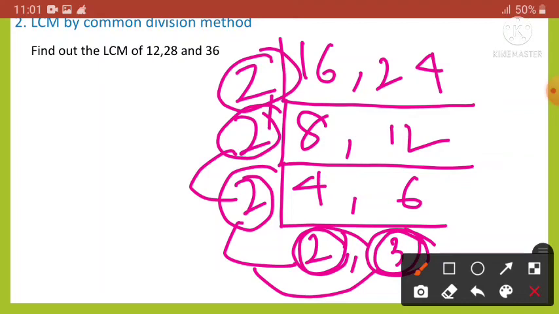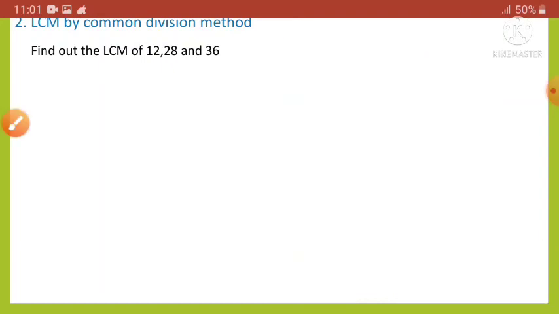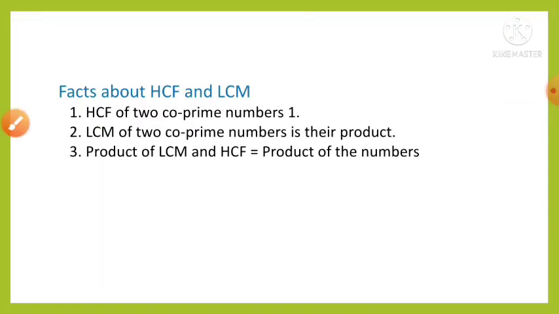Okay, so we have to continue this division process by the smallest prime number or co-prime number till the numbers cannot be divided further. Here, as the numbers are 2 and 3, the numbers cannot be divided further. Then we have to stop this process and multiply all those factors, all those prime numbers. We are getting 48. Okay, so this is the common division method.